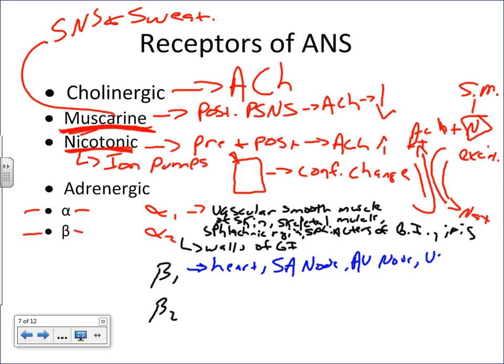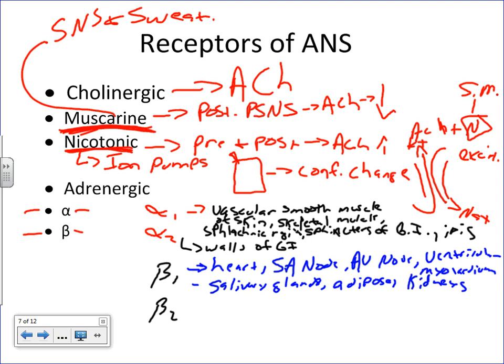and the ventricular myocardium, or heart muscle. They'll also be found on some salivary glands. These shall be found in adipose tissue. Now that's an interesting one to think about for a second. And then also within the kidneys.